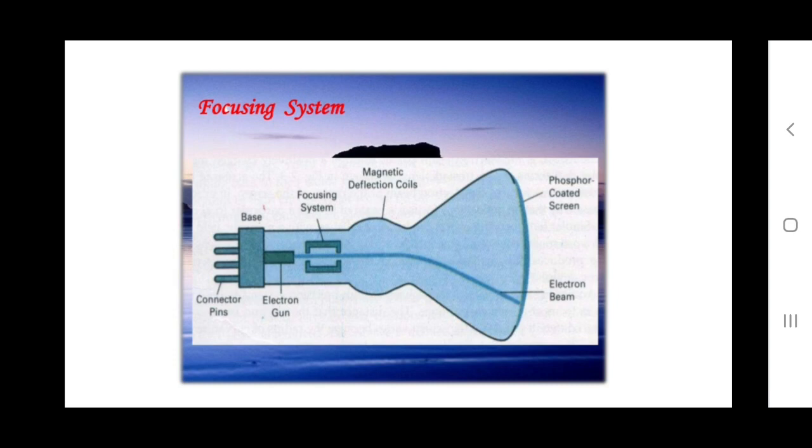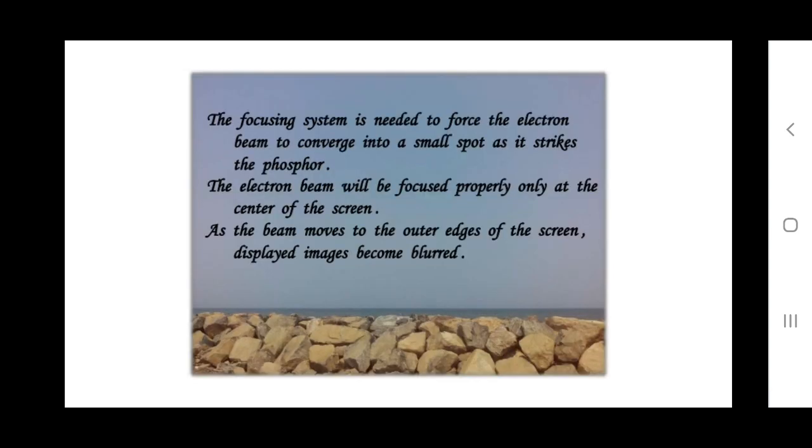And now coming to the focusing system. How does the focusing system work? Here we have electron connecting pins, base, electron gun and a focusing system, which takes the beam through the accelerating anode. It comes to the focusing system and then it deflects. Magnetic deflection coils will be present. They deflect the electron beam and move it onto the inner phosphor coated screen, where it is displayed on the outside of the screen.